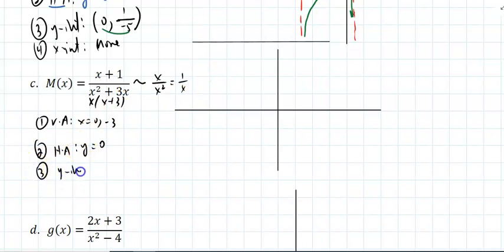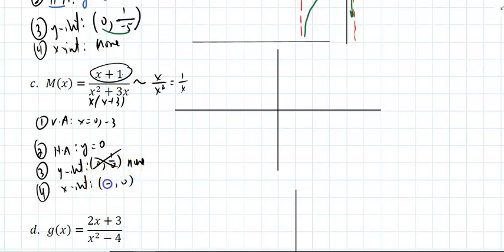3, the y-intercept. If I replace x by 0, that's easy. Put a 0 there. That's 1 over 0. That's undefined. That means none. The graph doesn't cross the y-axis. 4, the x-intercept. Set the top equal to 0. Where does x plus 1 equal 0? At negative 1.